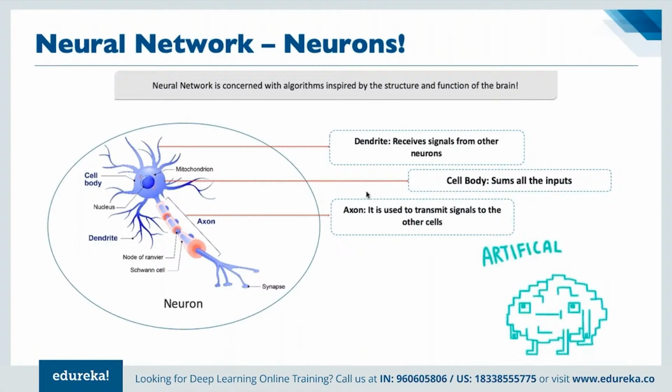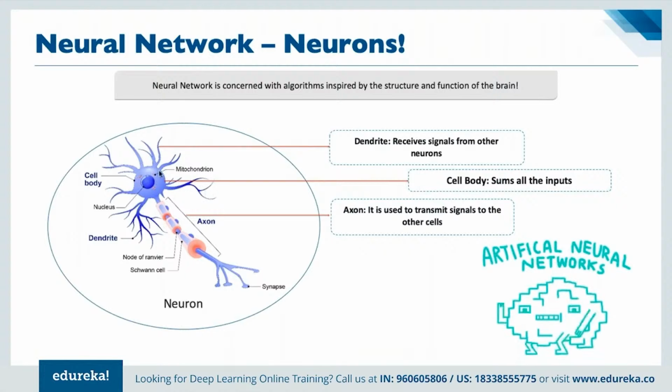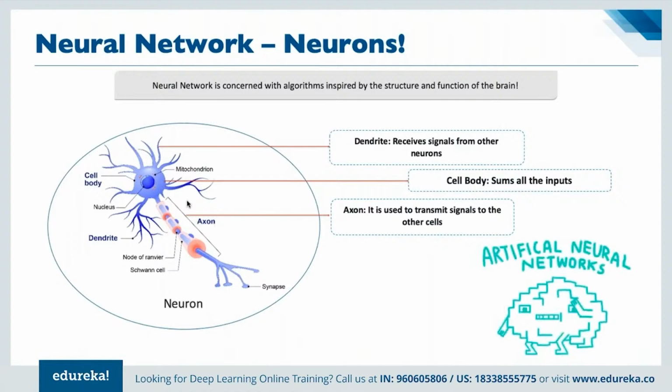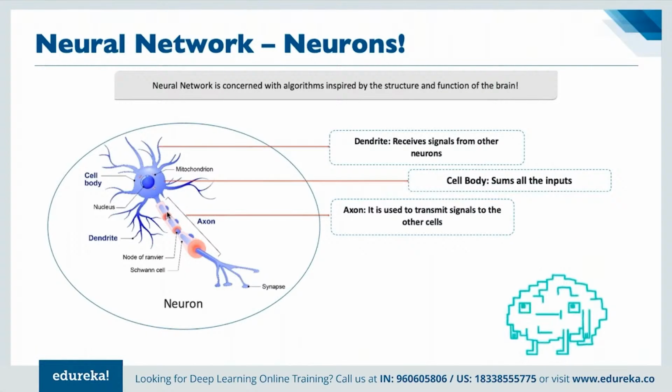And the cell body sums all the input. That means it is the heart of the entire neuron, where the calculations are done. And the axon is basically used to transmit signals to the other cells, right? Once the processing has been done by the cell body, what needs to be done can be executed by the axon itself. This is how the entire cell works in the human brain, right?